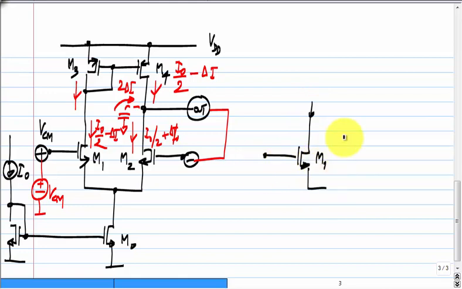Let us say you somehow think of M1 as the central player, and the rest of the arrangement is to bias M1. One of the ways you could do this is by having a feedback loop like this with a negative sign, right? We have seen this. So, now you can think of the rest of this circuit.